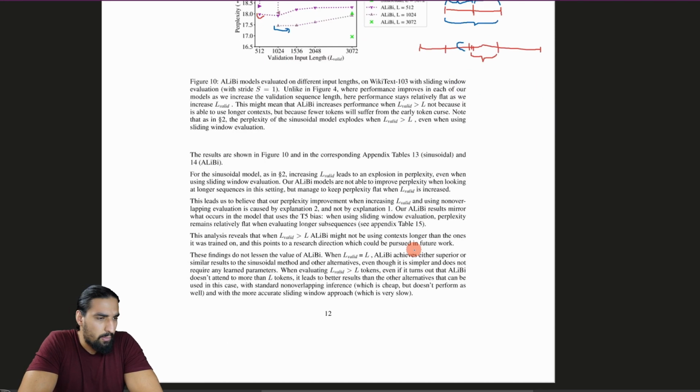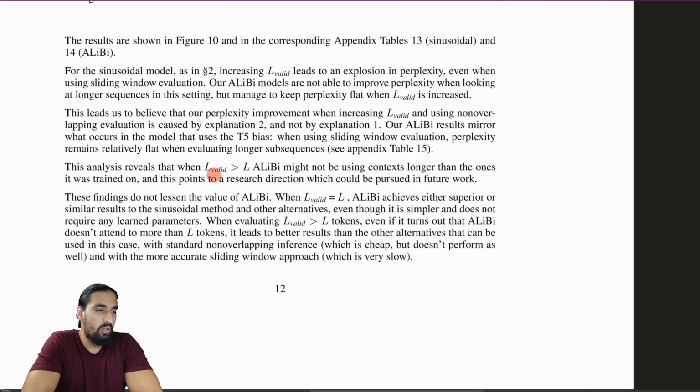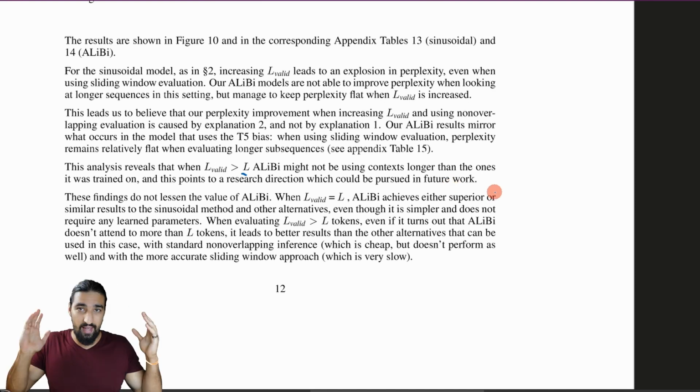So as a final thought, I'm going to leave you with this sentence. This analysis reveals that when L valid is bigger than the training input sequence length, ALiBi might not be using context longer than the ones it was trained on, and this points to a research direction which could be pursued in future work. That's it for this video.